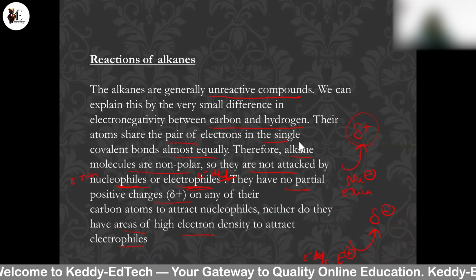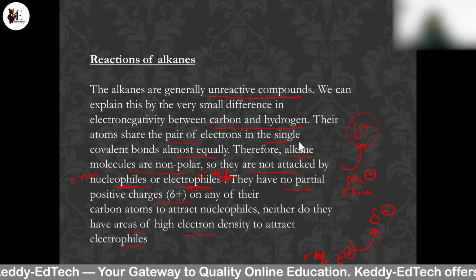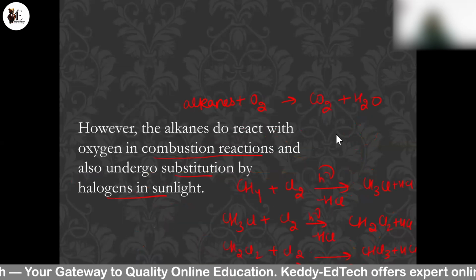Okay, so alkanes show only 2 types of reactions. One is your combustion and the second is the substitution by chlorine.